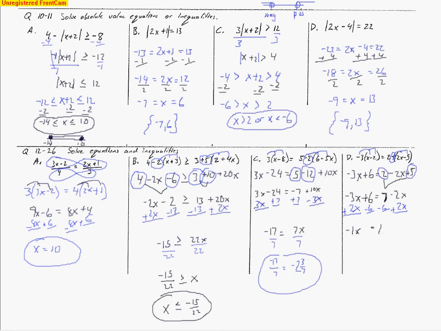So from that point, just one more step, get rid of that negative sign. That's why it's always real important to watch those signs. Don't make that little sign error there. Divide by negative 1, x equals negative 1 in this case.